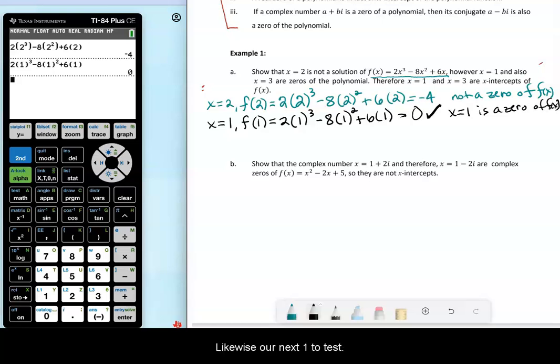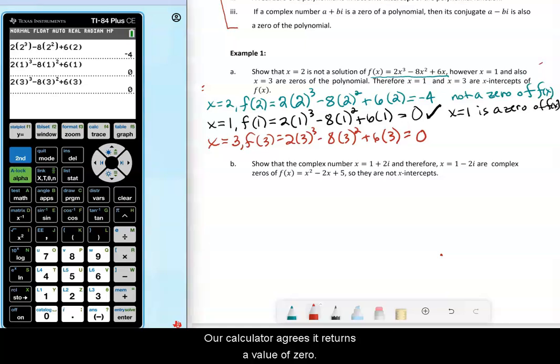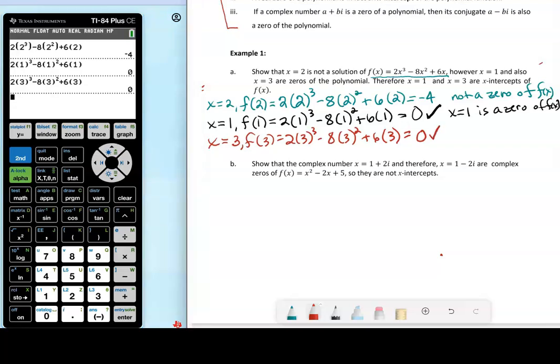X equals 1 is a 0 of f of x. Likewise, our next one to test is going to be x equals 3. So let's test it. f of 3 equals 2 times 3 cubed minus 8 times 3 squared plus 6 times 3 equals 0. Well, I said it equals 0. Let's test it and see what the calculator says. Our calculator agrees. It returns a value of 0. So x equals 3 is a 0 of the function f of x.